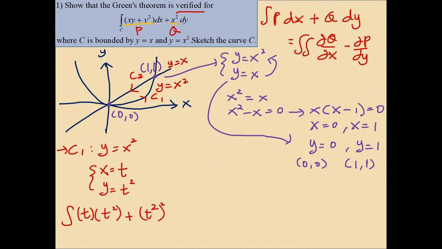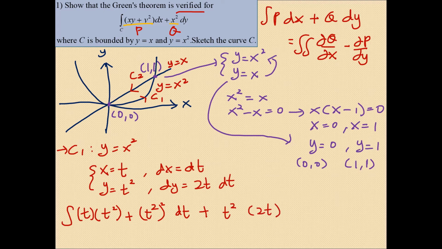Here we have the x, so you have to find the x here. Differentiate x, you get dt. Differentiate y, you get dy is 2t dt. Alright, so dt, you can write dt here, plus x squared. X squared is t squared, dy is 2t dt. Okay, so you can simplify this.